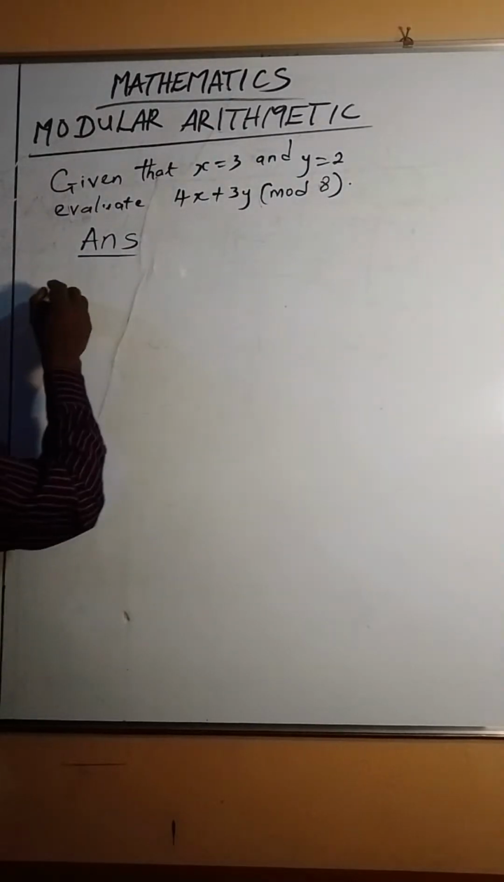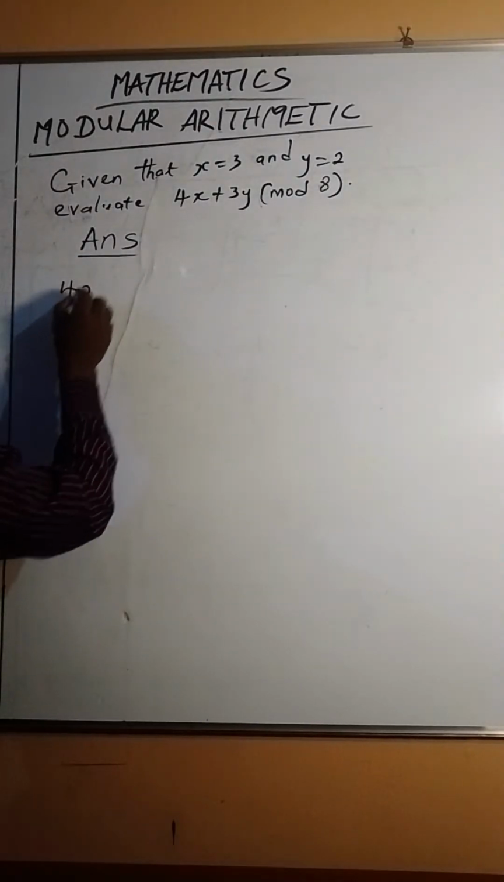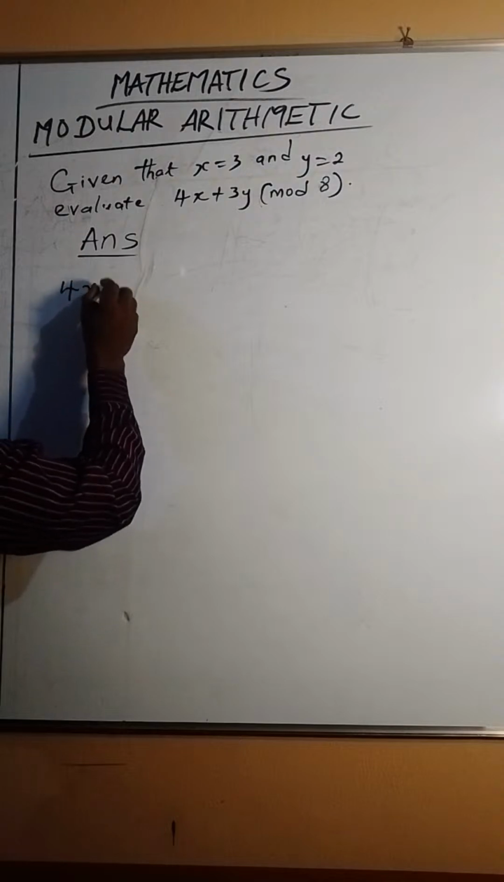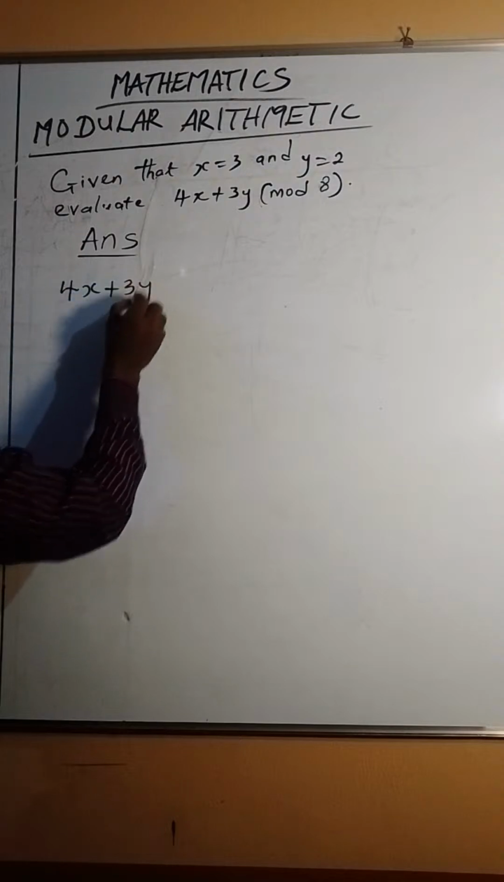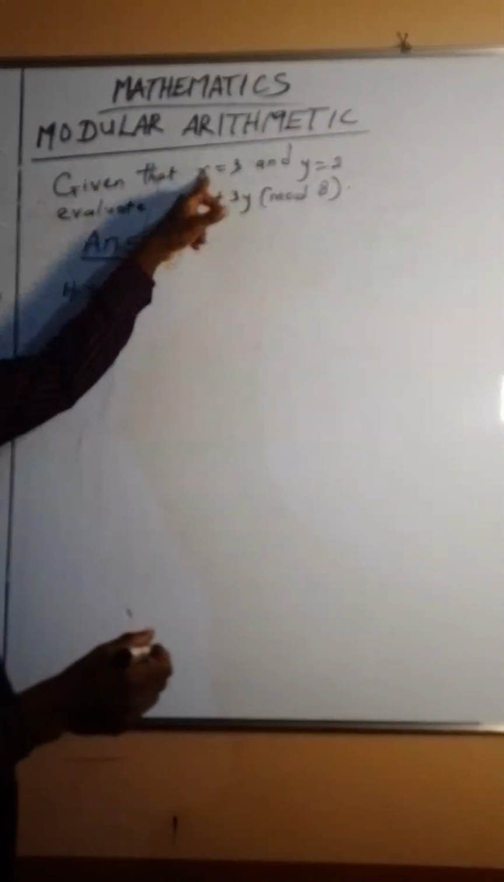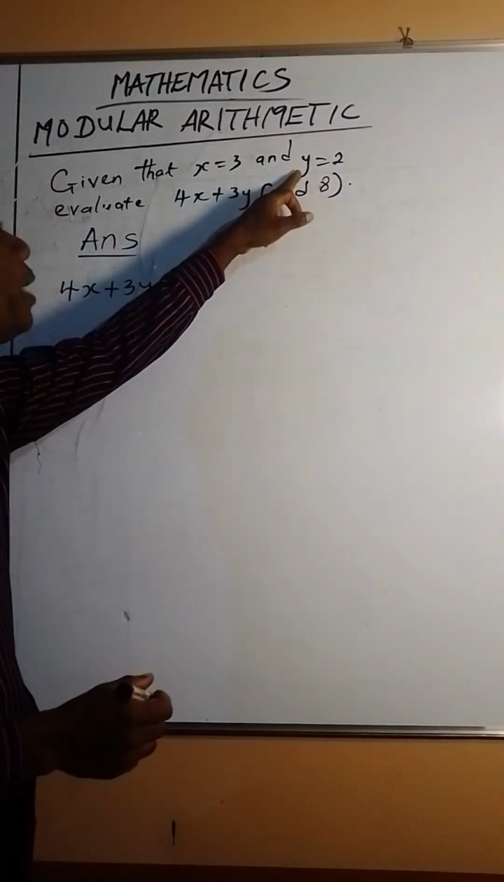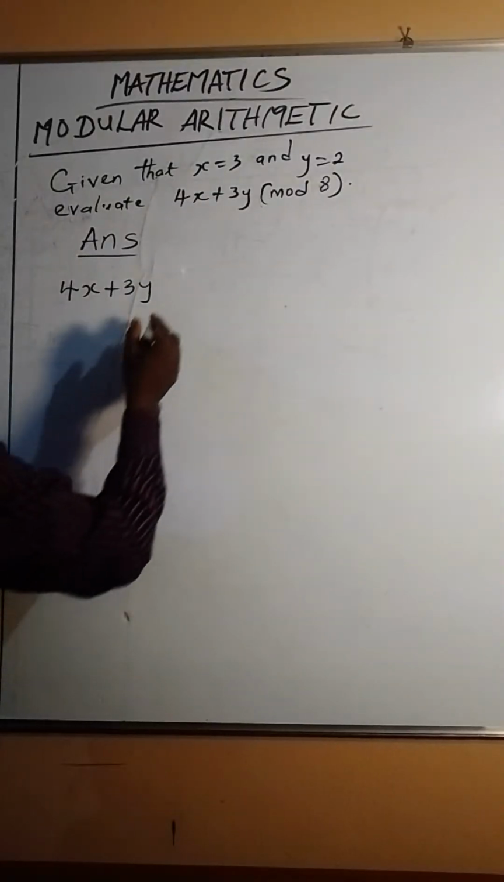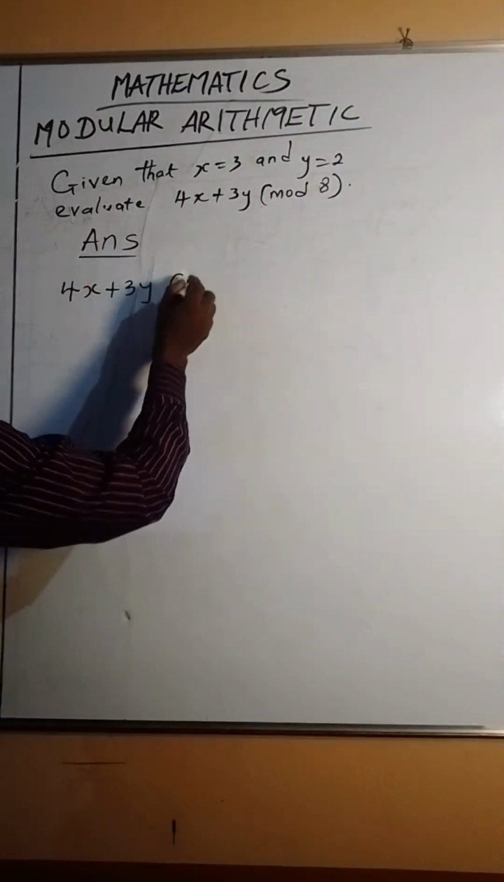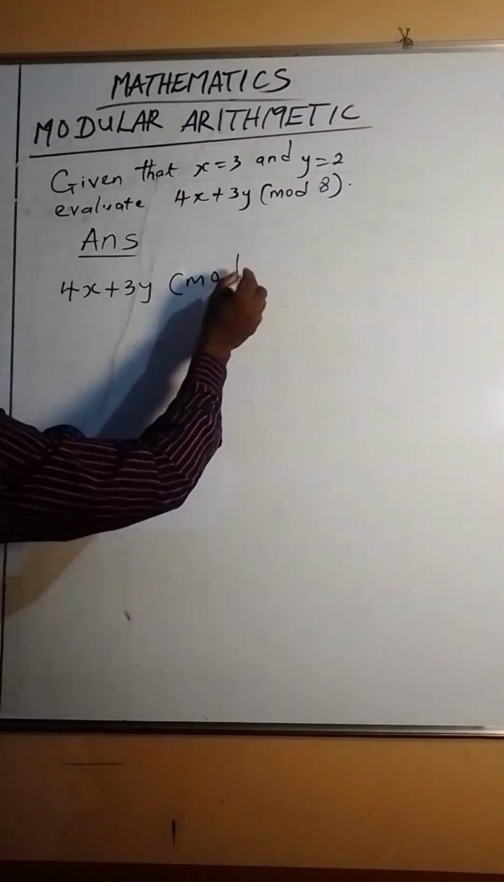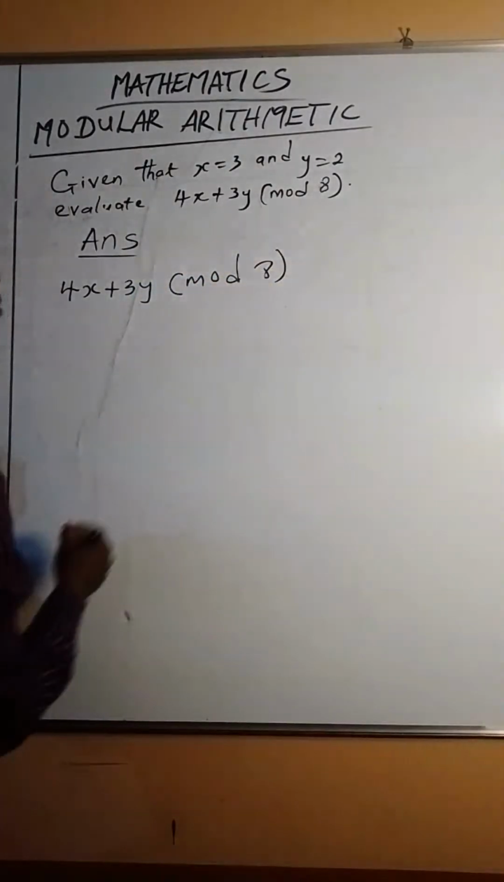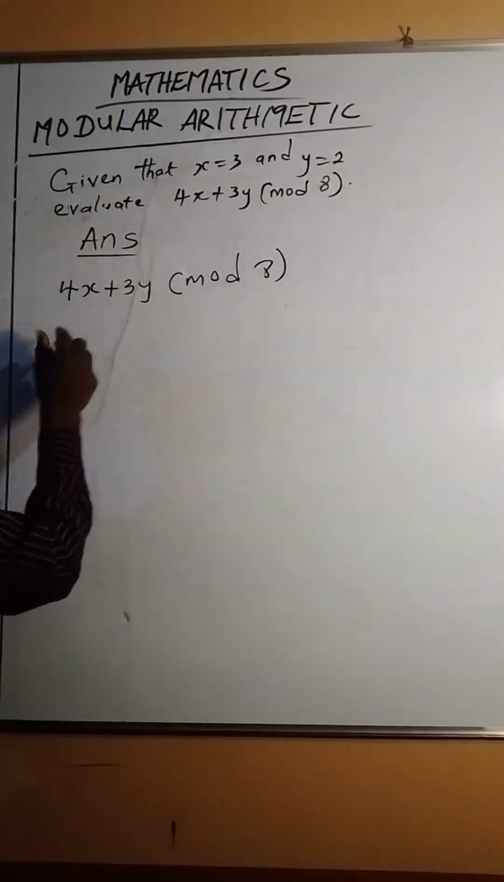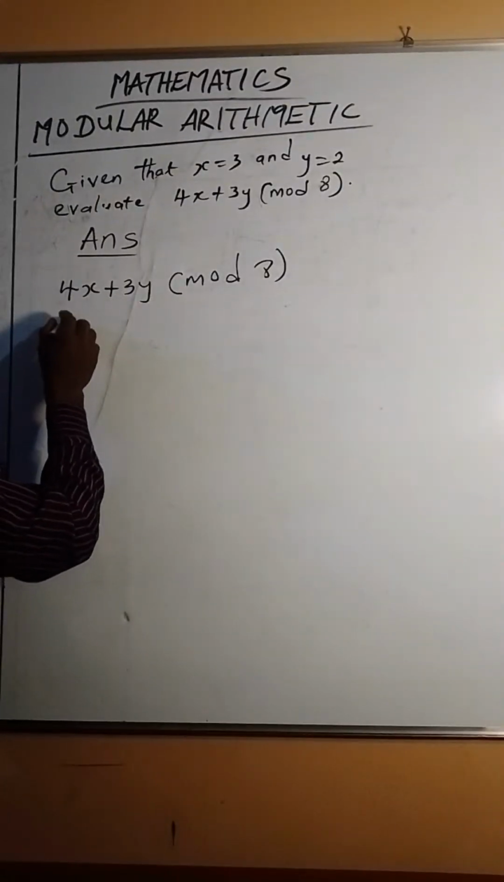So let's begin. Here we have 4x plus 3y. We are already given x to be 3 and y to be 2. So we are going to replace it. Remember, our mode is mode 8. Don't forget, our mode is mode 8. So we are going to continue to evaluate.